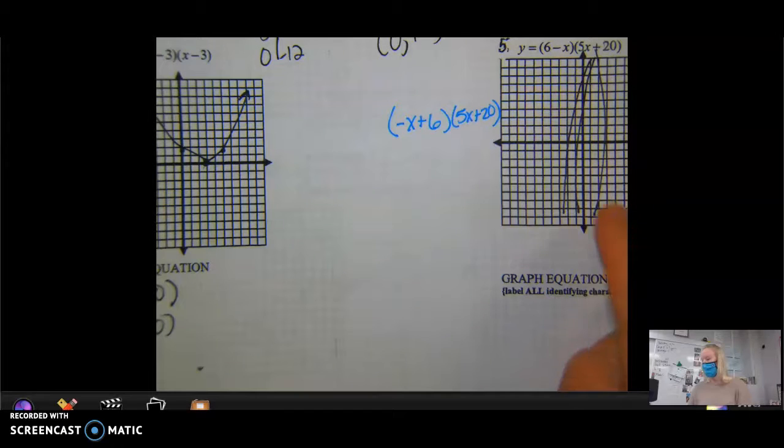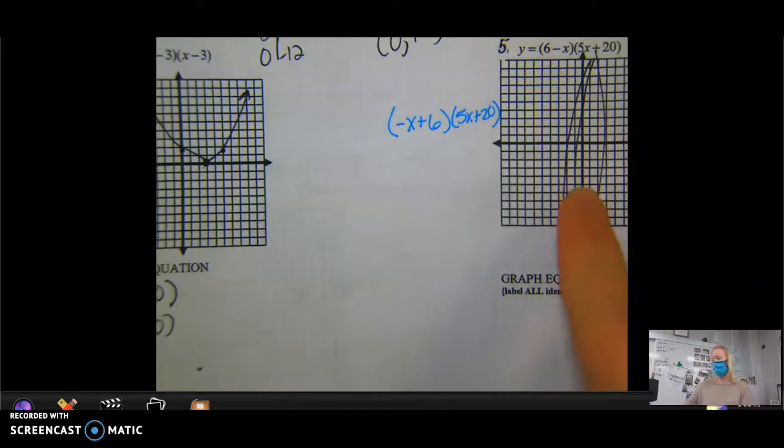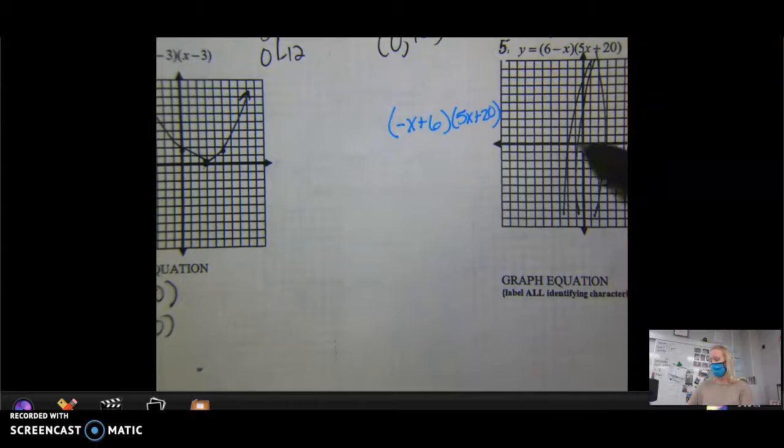This last one is super duper duper skinny, and it's way far up. So you wouldn't be able to go by 1s on this. You'd have to go by like 10s or 20s or something like that and go down.